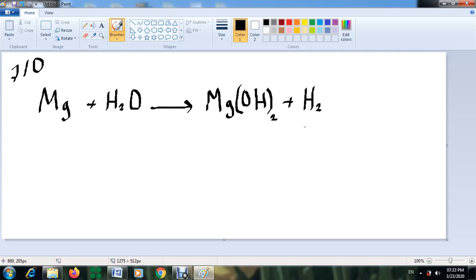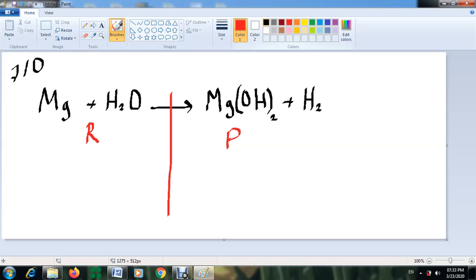Before we start solving this question, look at the subscript here. This subscript is for both oxygen and hydrogen, which means you have 2 hydrogen and 2 oxygen atoms. To start balancing this equation, we separate first the reactants from the products, as we learned before. These are the reactants and these are the products again.